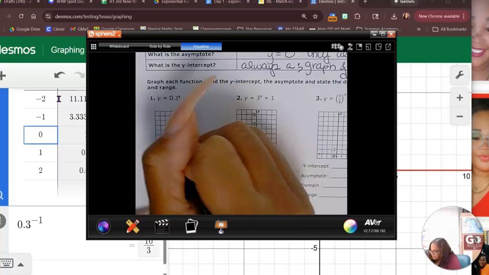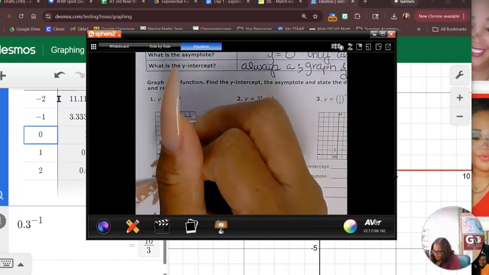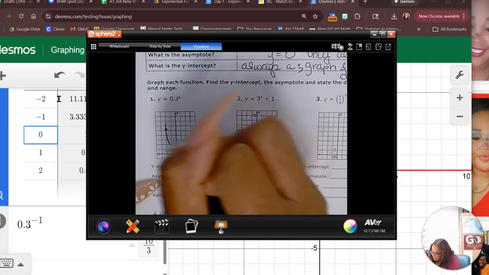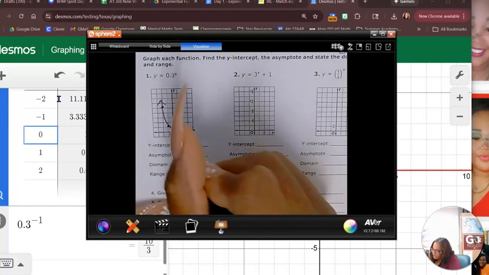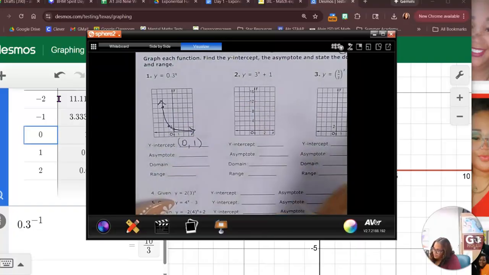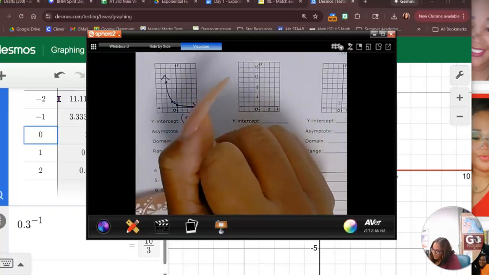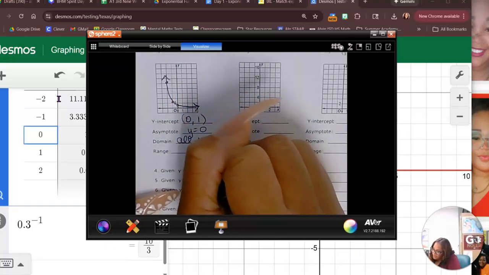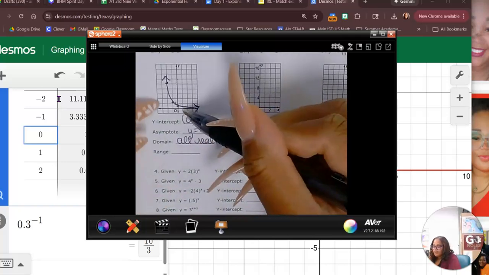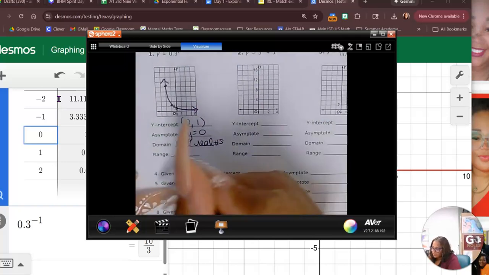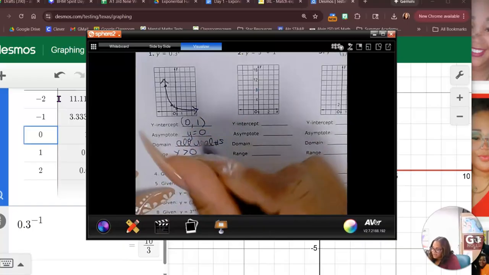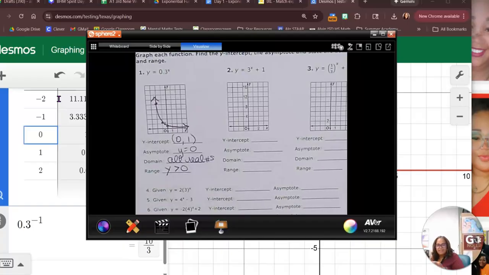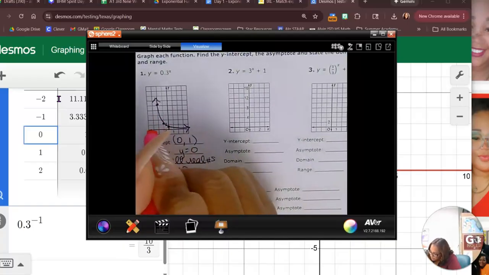And then my asymptote is just going to be as it approaches the x-axis. Boom. Bam. So my y-intercept is 0, 1. My asymptote is y equals 0. My domain is all real numbers. My range is everything above the y-axis, so y is greater than 0 because it doesn't even let me go below. And then I'm going to highlight my asymptote so you can see it.